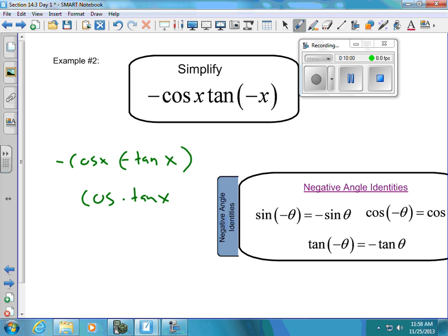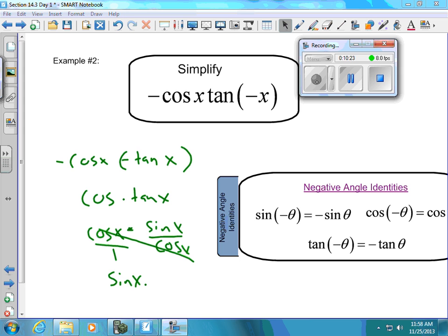And then we remember that the tangent of x is simply sine over cosine. This is really cosine over 1, technically, so we cancel that off, and then we end up with just the sine of x. So this expression simplifies to just sine of x.